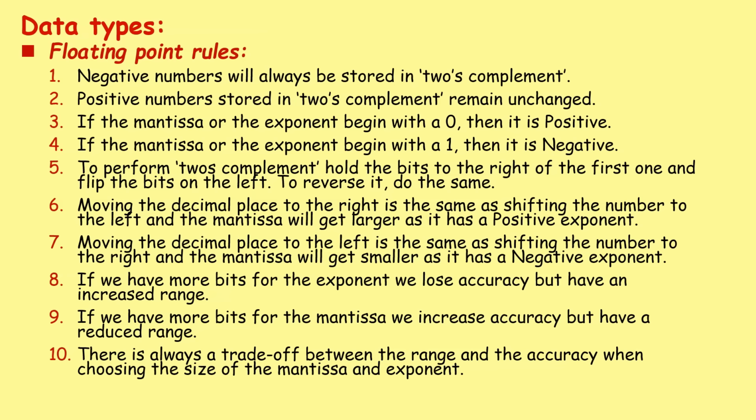Moving the decimal place to the right is the same as shifting a number to the left, and the mantissa will get larger as it has a positive exponent. Moving the decimal place to the left is the same as shifting the number to the right, and the mantissa will get smaller as it has a negative exponent. If we have more bits for the exponent, we lose accuracy, but have an increased range. If we have more bits for the mantissa, we increase accuracy, but have a reduced range. There is always a trade-off between the range and accuracy when choosing the size of the mantissa and the exponent.